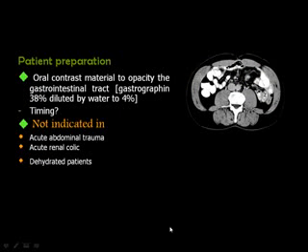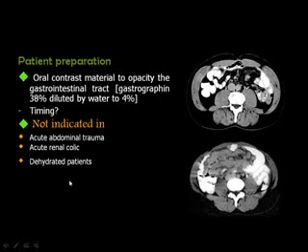Then to examine the liver by CT, we can prepare the patient using what's known as the oral contrast material. It is known as the gastrographene, and this gastrographene should be diluted. It's taken orally just to opacify the intestinal loops. Then this gastrographene is not indicated in acute abdominal trauma and in cases of renal colic, as well as in dehydrated patients.